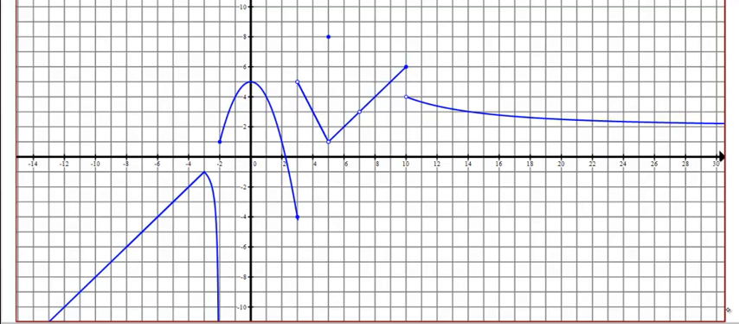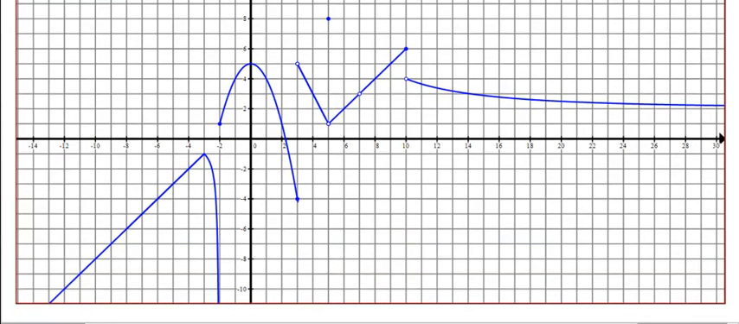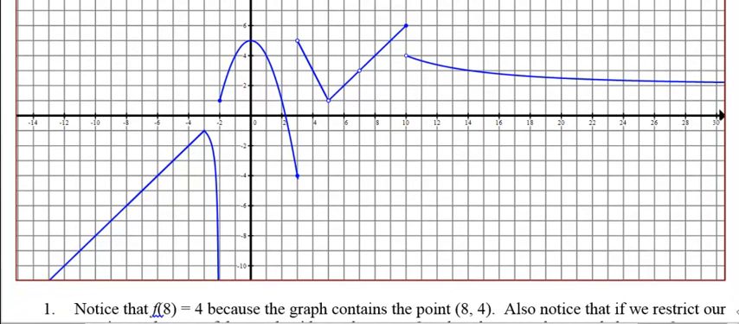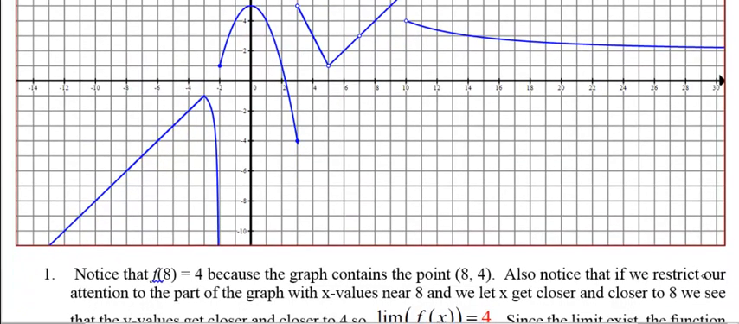Okay, so as we work through this, we should be able to come up with several of these answers. Now that you're back, hopefully you've done this yourself. So the first question was f of 8. Well, for f of 8, we want to see where the input is 8, which is right here. We go up, and we see the output is 4 because the point (8, 4) is on the graph. So f of 8 equals 4.